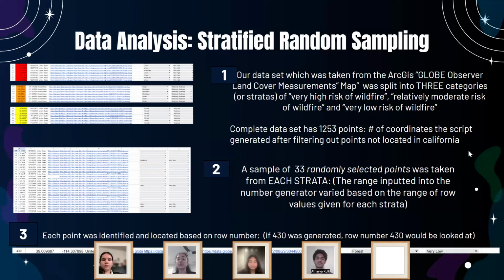Our dataset, which was taken from ArcGIS, was split into three categories or strata of very high risk of wildfire, relatively moderate risk of wildfire, and very low risk of wildfire. A sample of 33 randomly selected points was taken from each strata as well.